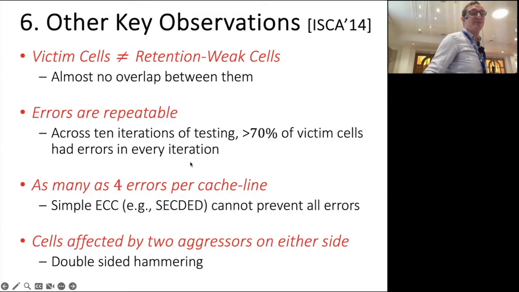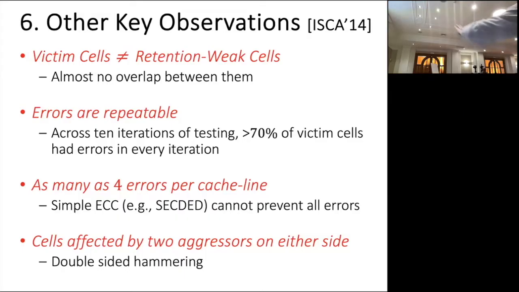Okay, errors are repeatable, which makes it a real security problem. Essentially, more than 70% of the victim cells had errors in every iteration. So you could repeat it. Actually, this number is even larger. 70% is a conservative lower bound.